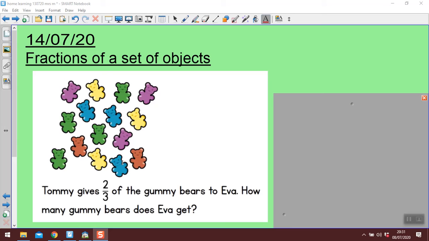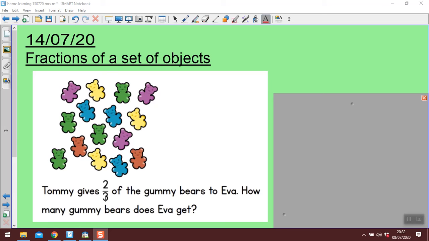What did we do yesterday to make it easier for ourselves? That's right, we've got to put them into rows, into groups. How many groups should we put them in if we've got to find 2/3? We've got to have a look at the denominator, the bottom number in the fraction. So we've got to put them into 3 groups, and we want 2 of those 3 groups.